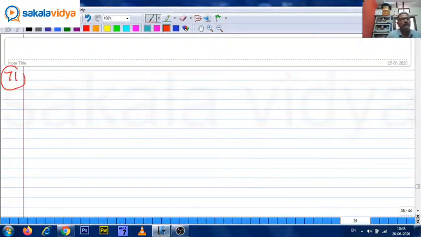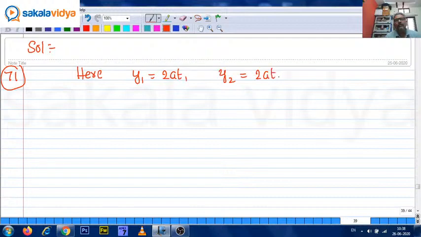Question 71 solution. Here y1 equals 2a t1, y2 equals 2a t2, y3 equals 2a t3. We have the formula: if y1, y2, y3 are the ordinates of the points of a triangle inscribed in y square equals 4ax, then we have the area of the triangle formula.